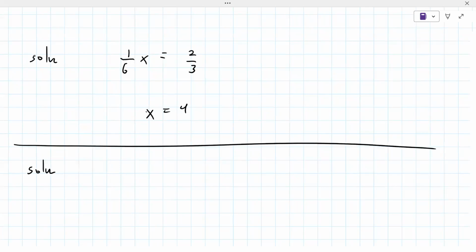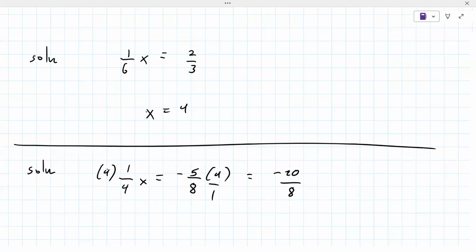All right, let's solve 1/4 x equals negative 5/8. X equals negative 5. Nope. Try again. You're multiplying both sides by 4. This time it doesn't. It's negative 20 over 8. I did, but I cross canceled. Oh, I forgot the 2 over there. Oh, X equals negative 2 and 1/2.